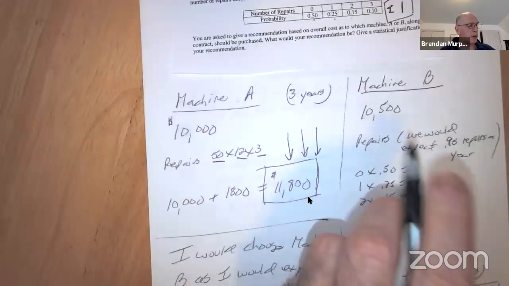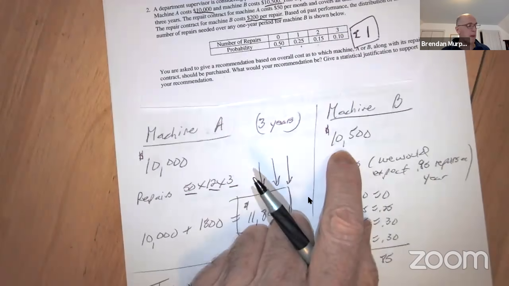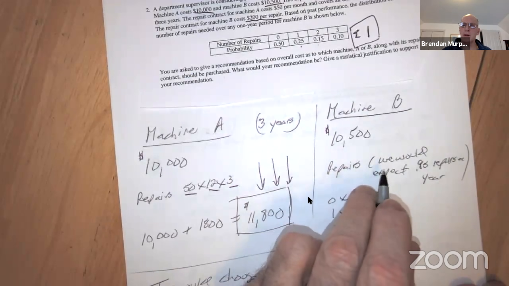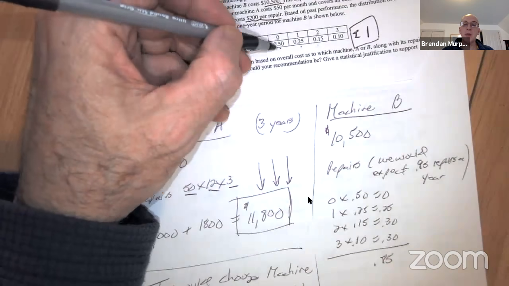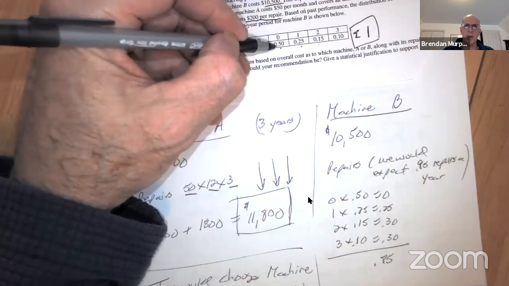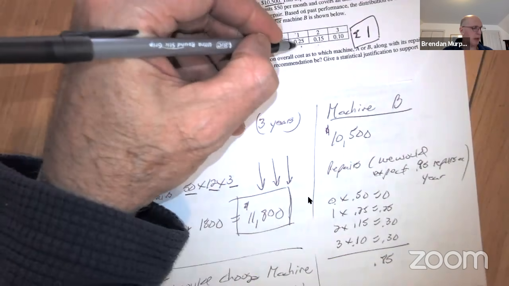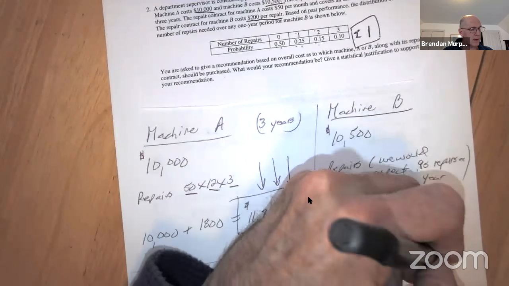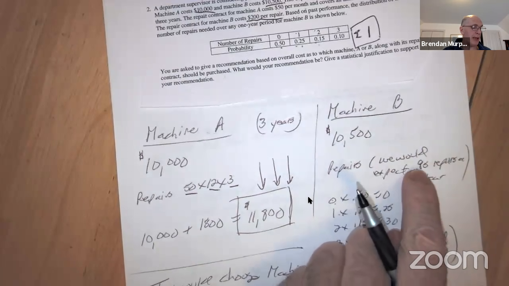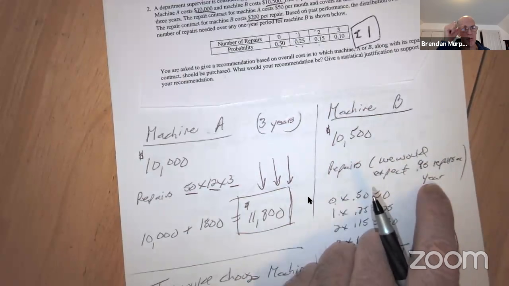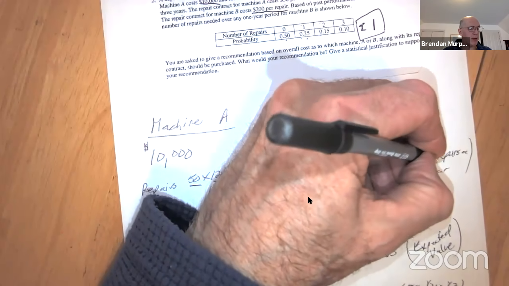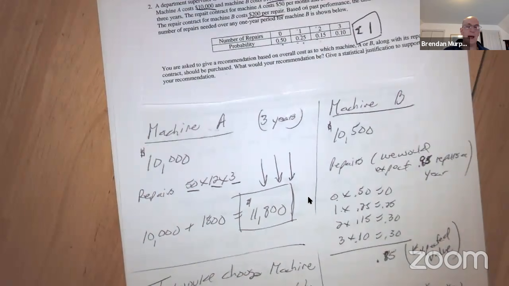Okay, machine B, its initial cost was $10,500, so a little bit more. But for the repairs, we don't really know how many repairs there would be. So I had to calculate the expected value. The outcome times its probability, plus the outcome times its probability, and so on. We would call this the expected number of repairs. We would expect 0.85 repairs a year. I mentioned we do not want to round that number. Students say, but you can't have 0.85 repairs, and that's a true statement, but we do not round expected values unless specifically told otherwise.